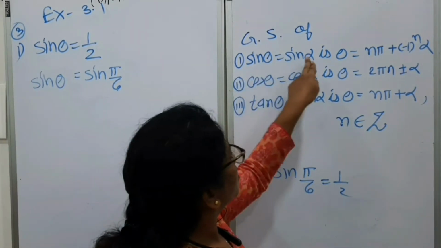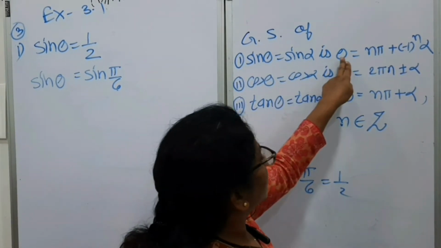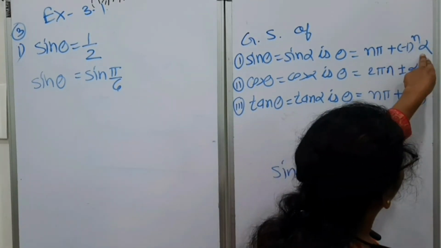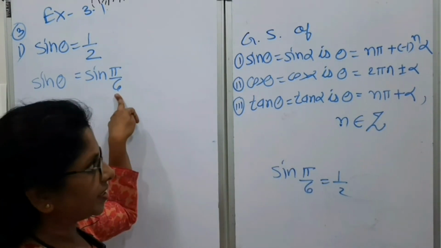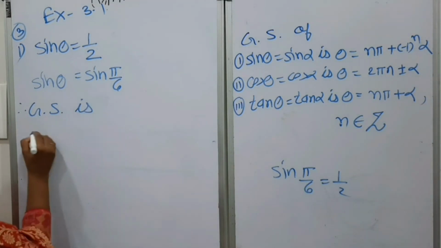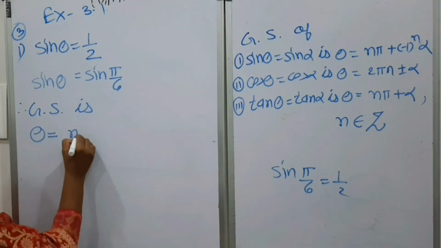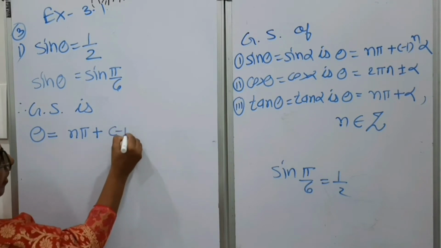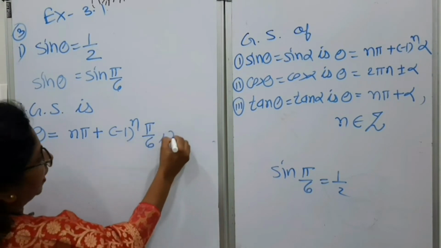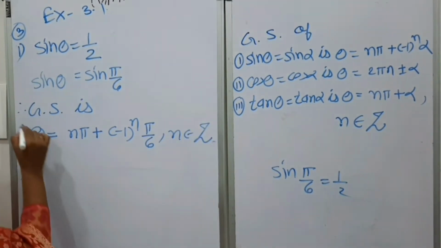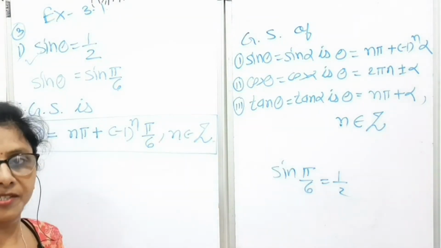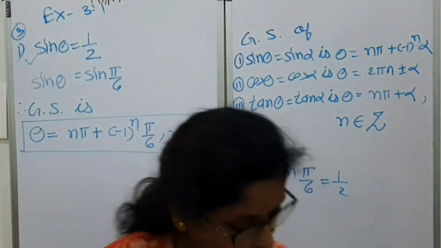Now sin theta equals sin pi by 6. Here sin theta equals sin alpha, and the solution is theta equals n pi plus minus 1 to the power n into alpha. Here our alpha is pi by 6. So the general solution is theta equals n pi plus minus 1 to the power n, pi by 6, where n belongs to the set of integers. So this is the general solution of sin theta equals half. Very simple.